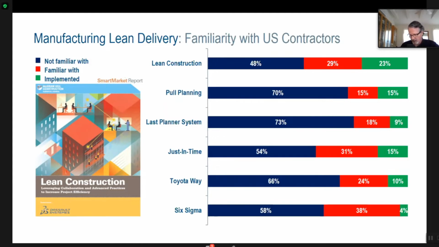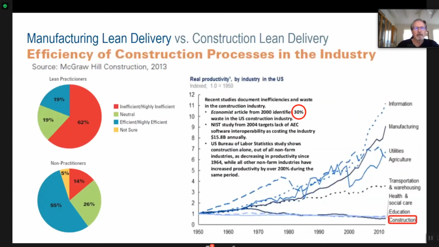So the consequence of that is also in this survey, we asked the lean practitioners what they thought about construction efficiency. And they said it was horrible. They said it was highly inefficient. 62% of them. Two-thirds of them said construction is highly inefficient. And that tracks with Paul Teicholz's chart that tracks construction over the past 60 years or so, that even agriculture outperforms construction now in efficiency and productivity.